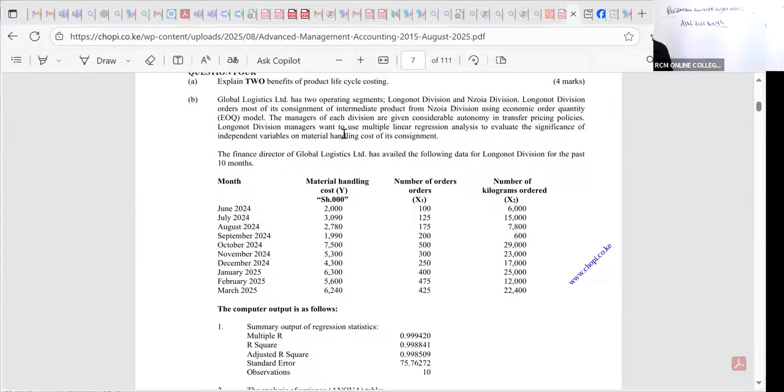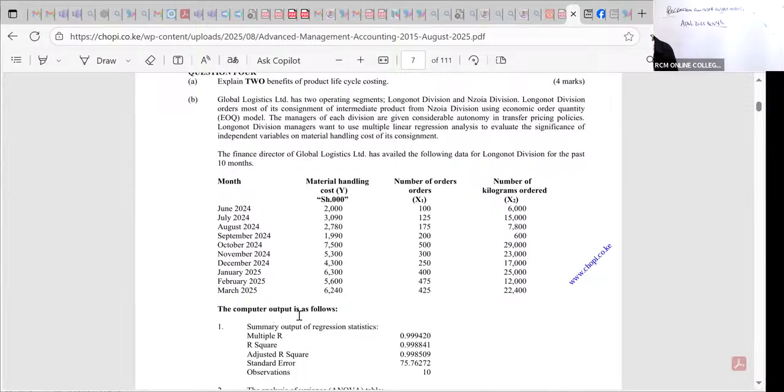Longonot Division managers want to use multiple linear regression analysis to evaluate the significance of independent variables on material handling cost of its consignment. The finance director of Global Logistics Limited has availed the following data for Longonot Division for the past 10 months. So we have months, material handling, number of orders, number of kilograms. So you can see we have Y, X1, X2, what we call multiple regression, not single. Then they have given us a computer output.